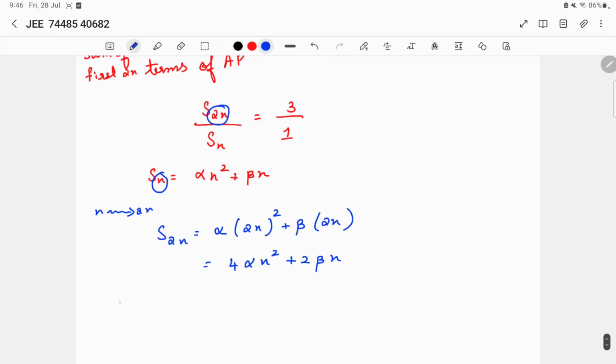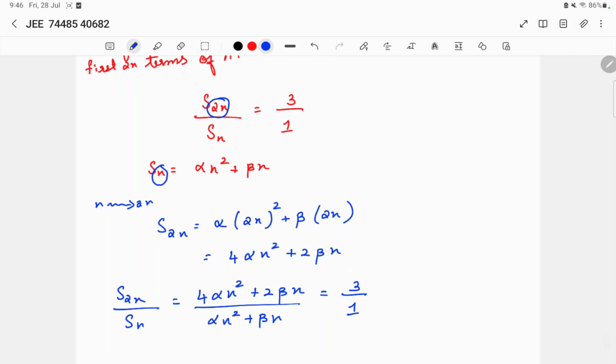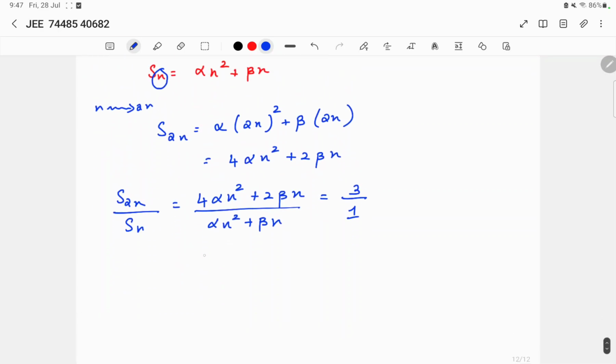Now just substitute that here, S2n divided by Sn. So it is 4 alpha n square plus 2 beta n divided by alpha n square plus beta n, and this is what they have given us, 3 by 1. Now just cross multiply. 1 into anything is 1 only. So 4 alpha n square plus 2 beta n, and this entire thing equals 3 times alpha n square plus beta n, which means 3 alpha n square plus 3 beta n.